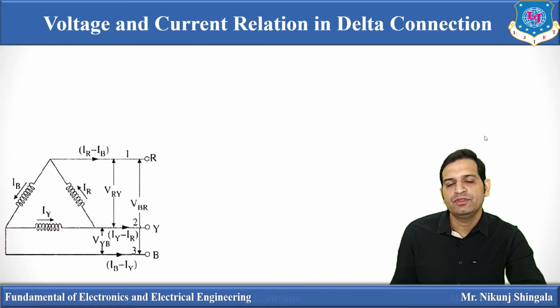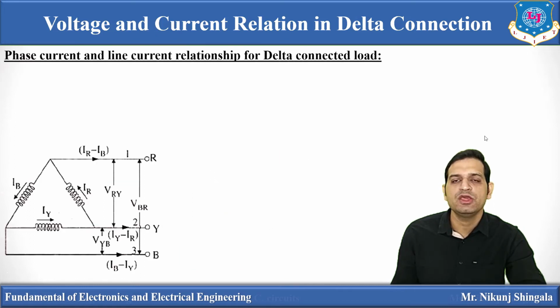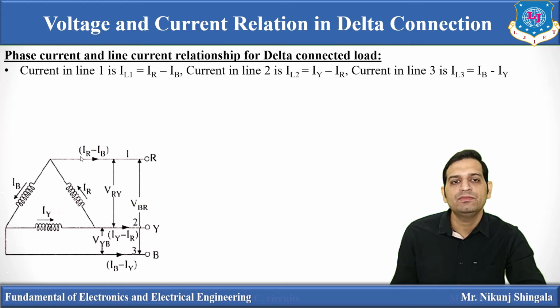Now let us derive the line current and phase current relationship for delta connected system. So again, taking the same circuit diagram. Now from this circuit, we can say the current in line 1, that is R, is IR minus IB. Similarly, current in line 2 is IY minus IR, and current in line 3, IL3, is equal to IB minus IY.